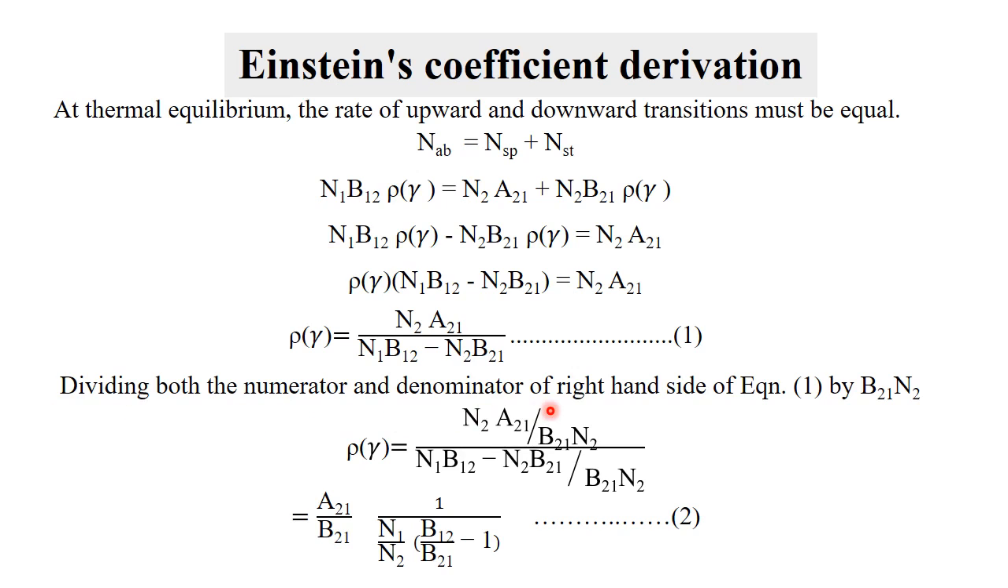Dividing both the numerator and denominator of the right hand side by B21 N2, we get rho nu is equal to N2 A21 divided by B21 N2, and N1 B12 minus N2 B21 divided by B21 N2. So this term N2 and N2 will get cancelled and you get A21 by B21. So that is put here, divided into 1 divided by N1 by N2 into B12 by B21 minus 1.